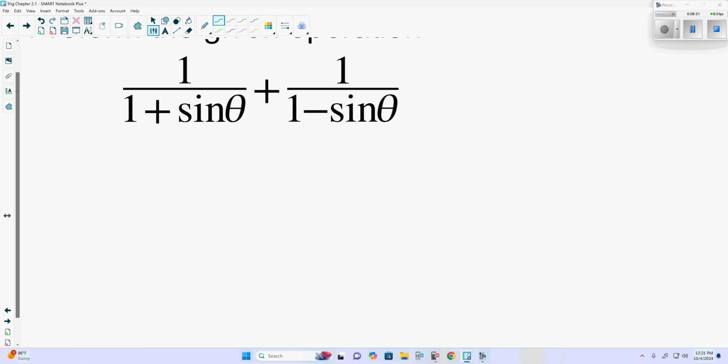one over 1 plus sine of theta plus 1 over 1 minus sine of theta. Just like the previous one, we need to get the denominators to be the same for us to be able to add. So the one on the left, we're going to multiply top and bottom by 1 minus sine of theta. Because that's what the one on the right's denominator is. The one on the right, we're going to multiply it by 1 plus sine of theta.